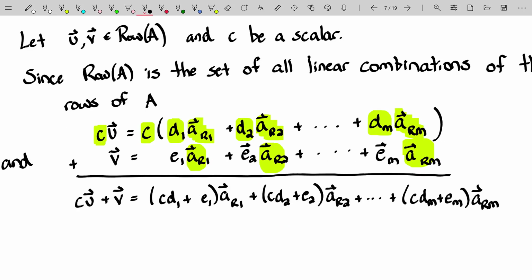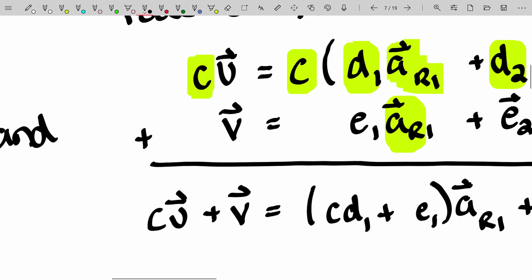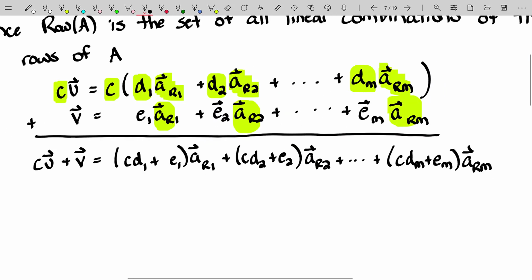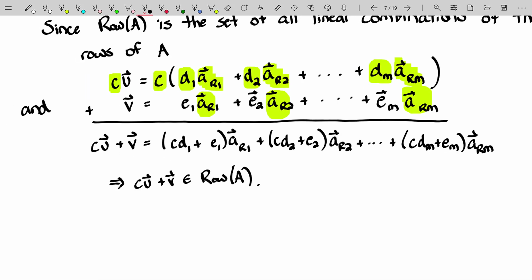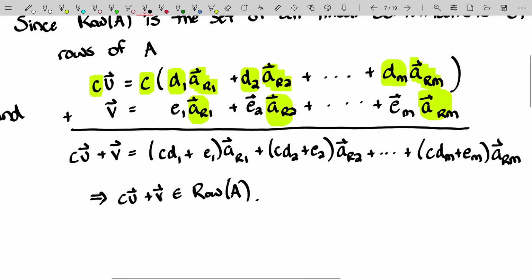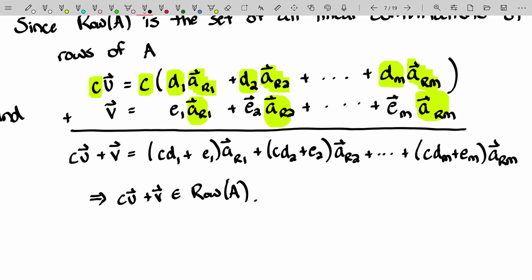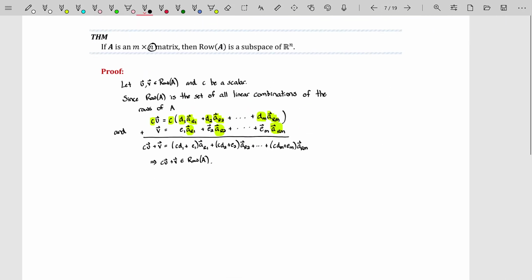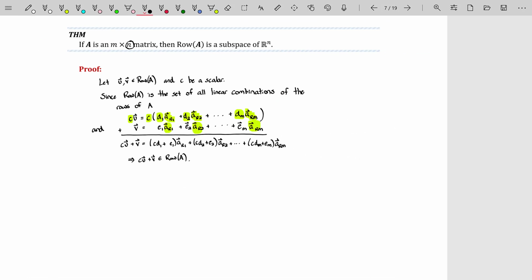So when you add those two vectors up, cu plus v, you get this linear combination of the rows of A. That is, the sum of cu and v is in the row space of A. Because again, cu plus v is a linear combination of the rows of A. Its weights are cd1 plus e1, cd2 plus e2, all the way to the end where you have cdm plus em. Now honestly, that proof could be streamlined a bit more, but I just want to showcase it a little more obviously than some other proofs would do.